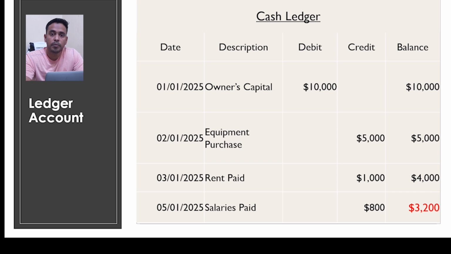From our first entry, the owner brings 10,000 cash to the business. Here we mention it's a debit, so it's showing the balance of 10,000. After that we make some expenses or payments for the purchase of equipment, rent expense or salary expense, so they are deducted from this 10,000, and you know the final balance is 3,200. So simply, we can track and monitor all the transactions for each account, and you know what the current balance is at the end of the specific period.